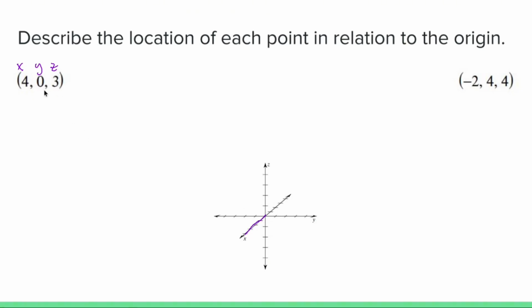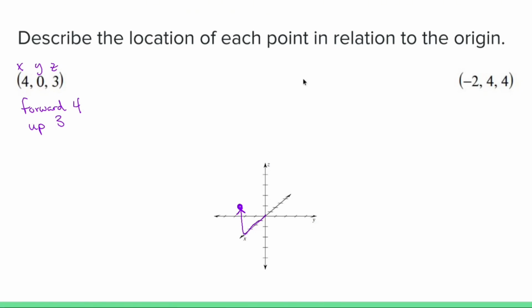Now moving along the y direction has me going left or right. I'm not going left or right, but going up. z is about that long, which is going to have me go up 1, 2, 3. So that point is going to live somewhere around there. The way we would visualize that is forward 4, don't move left or right, up 3. That's how we would graph that.